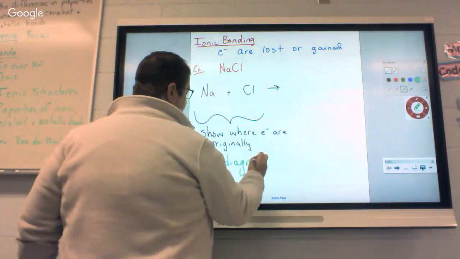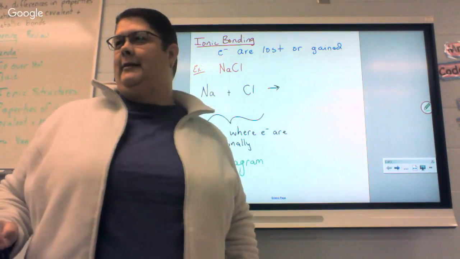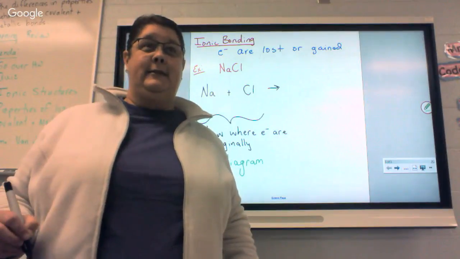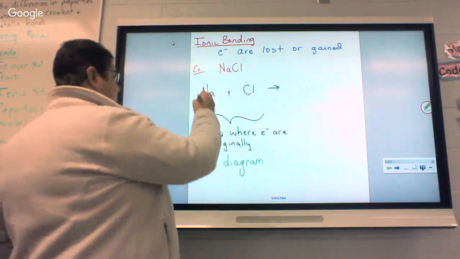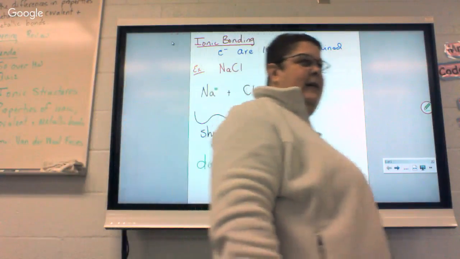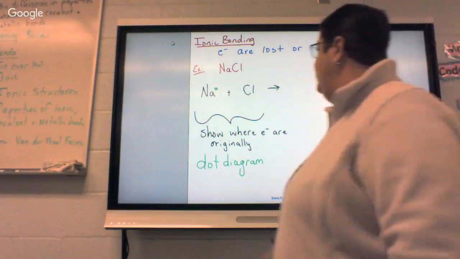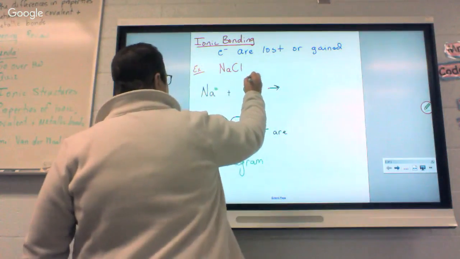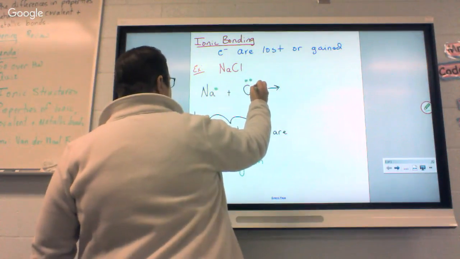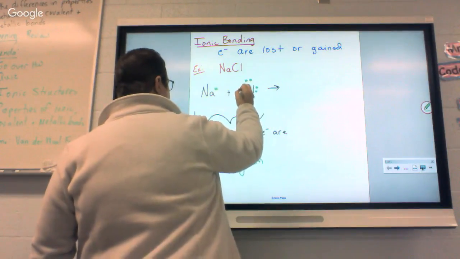So, sodium has a dot diagram of how many dots? 1. How do we know that back there, Alexis? It's in the first group, so it's got 1 dot. Okay? So, what kind of dot diagram would chlorine have? Seven. How did you know that? Group 17. Everybody remember doing that? Okay, so that tells us where they are originally.